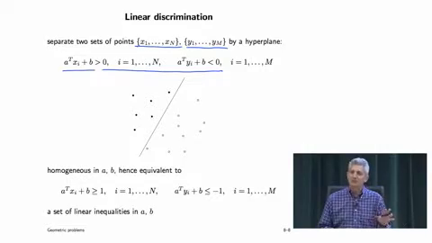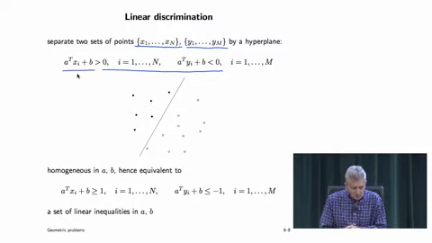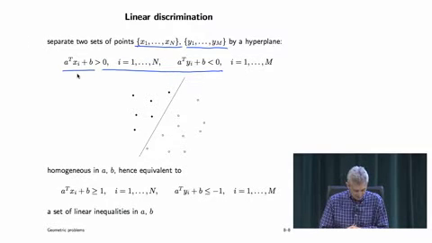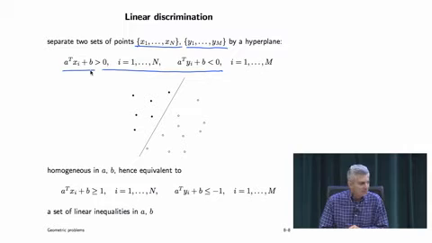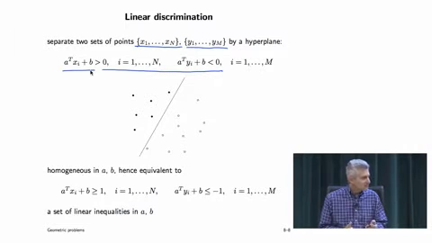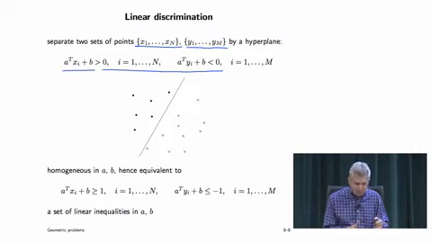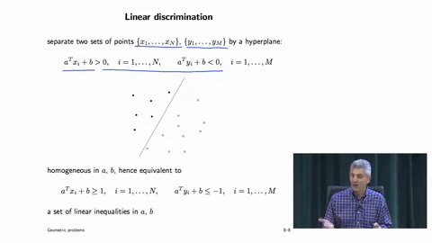So let's do something else. Here you have to be a bit more subtle. You observe that these inequalities are homogeneous in A and B. In other words, if there's A and B for which a_i transpose x plus b is positive, then I guarantee there's A and B for which a transpose x plus b is bigger than or equal to 1. Why? You just scale them all up until it's true.